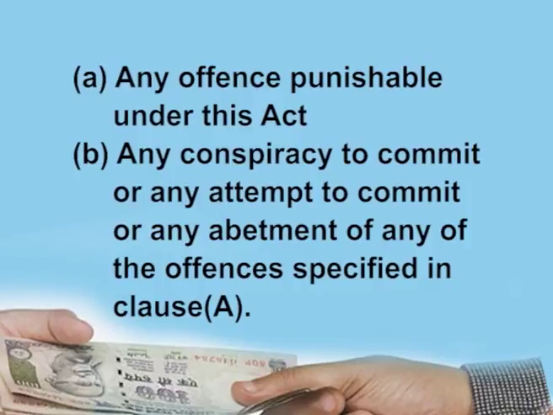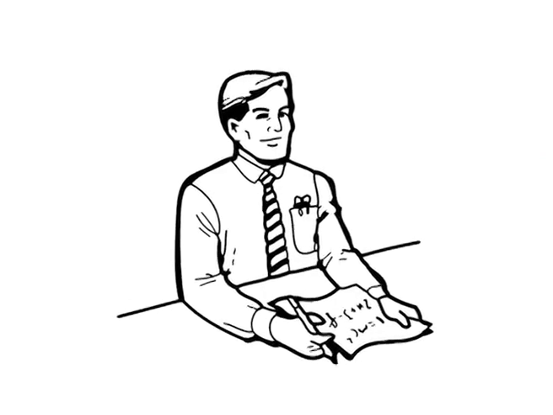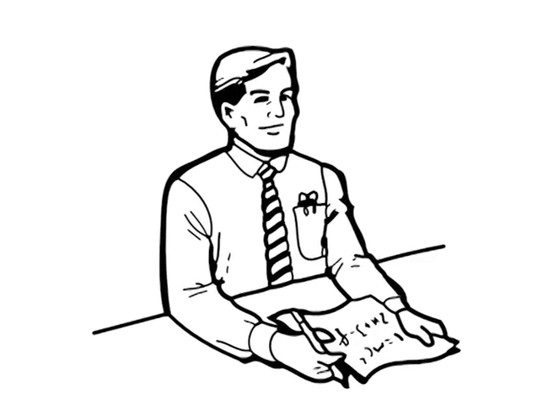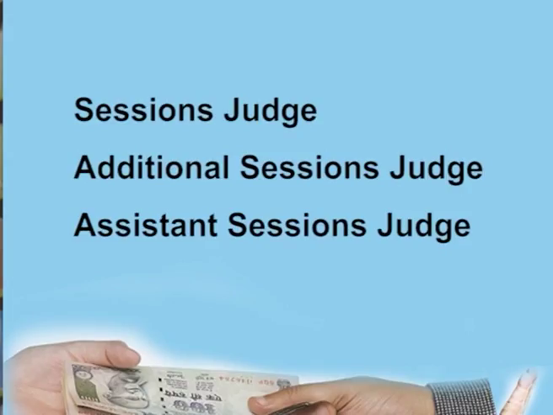Any offence punishable under this Act, any conspiracy to commit or any attempt to commit or any abetment of any of the offences specified in clause A. Subsection 2 says, a person shall not be qualified for appointment as a special judge under this Act unless he is or has been a sessions judge or an additional sessions judge or an assistant sessions judge under the Code of Criminal Procedure 1973.